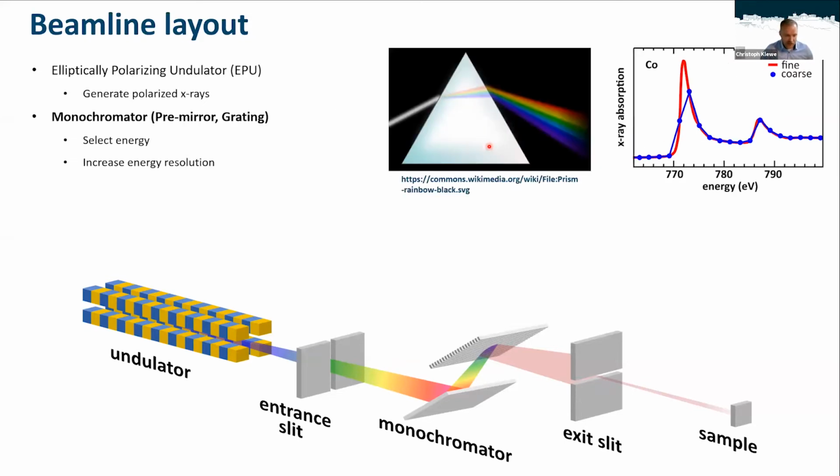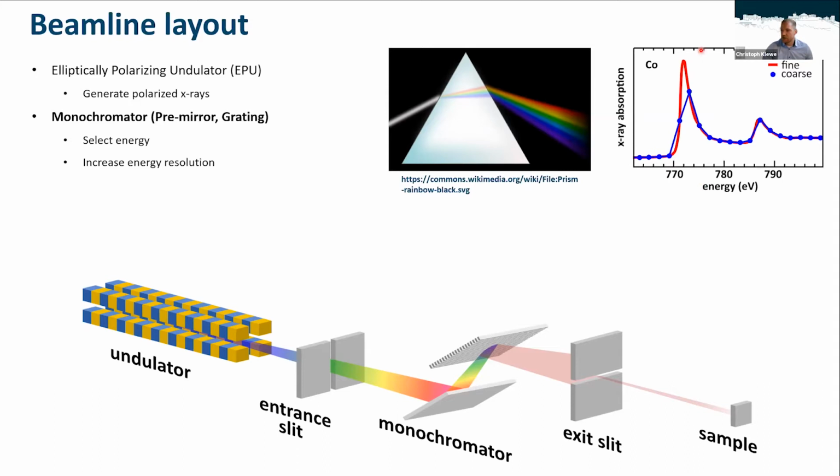Now, another critical element in the beamline is the monochromator, which is sketched here. And the monochromator basically consists of a pre-mirror, which is here, and a grating, which is here. And essentially, a monochromator functions similar to a prism that you might already have seen. And it helps us to select a specific energy out of a broader band of energies. And it also helps us to increase the energy resolution down to the range that's required for the experiment.